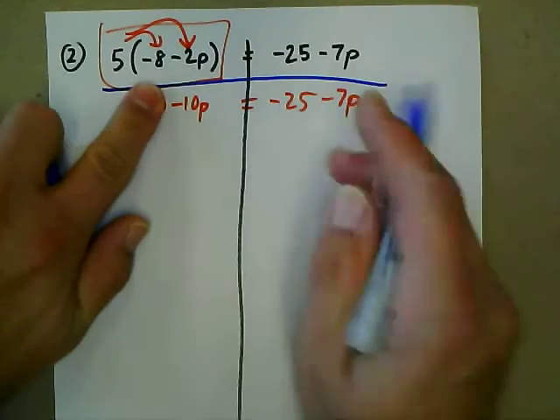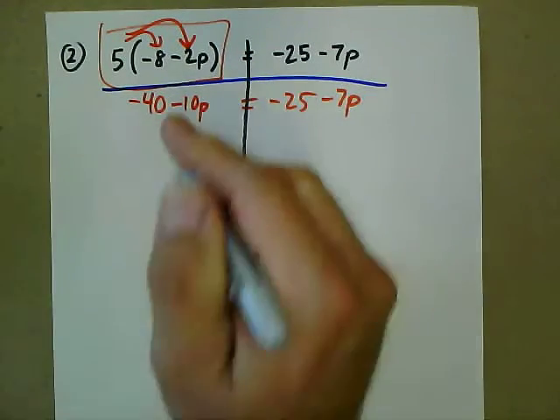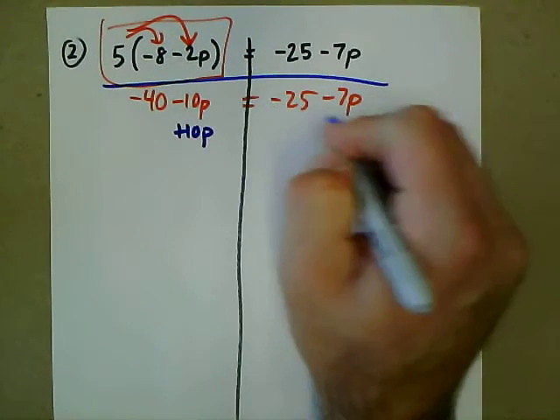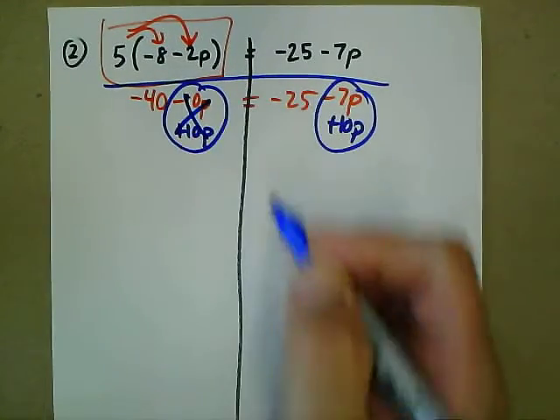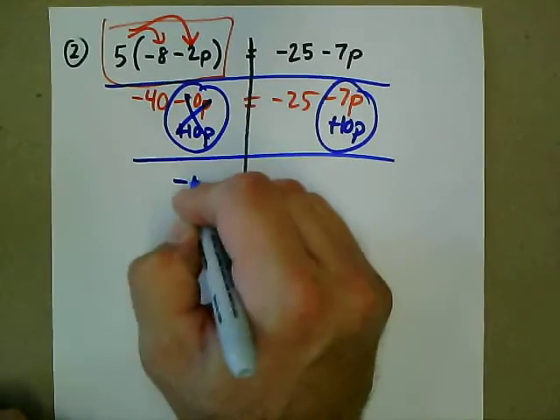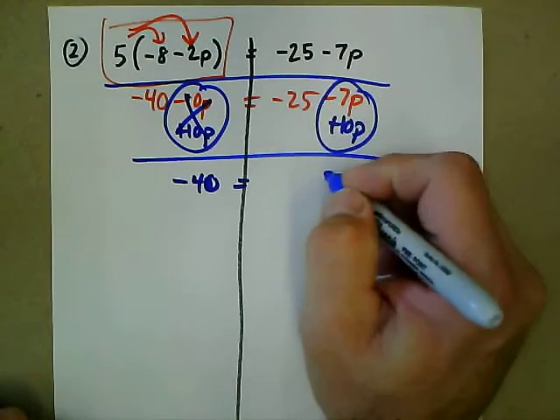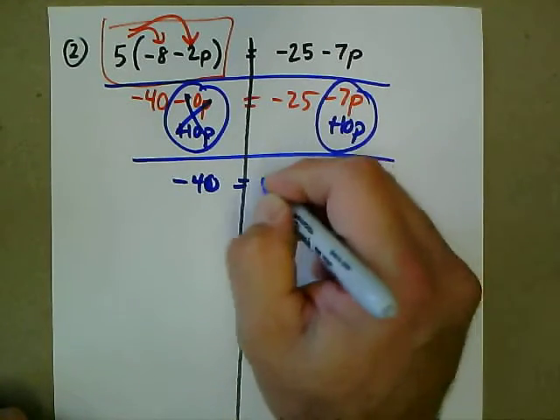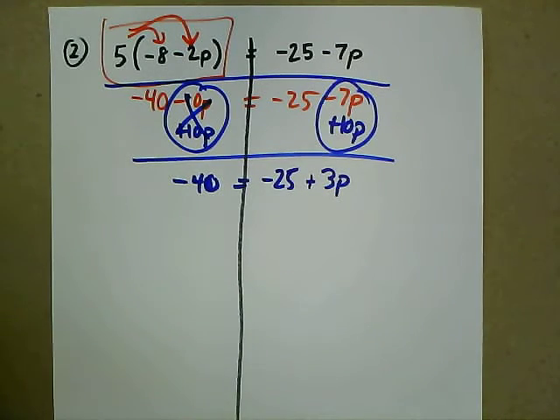Well, there's a variable there and there. We can see -10 and -7. Well, -10 happens to be the least. So we're going to add 10p to both sides of the equation. Our opposite operations are gone. We're left with -40 equals, well, -7 and 10 is 3p. We'll bring down that -25. And since p is positive, we're going to put a plus there.